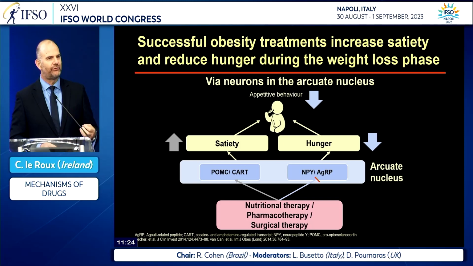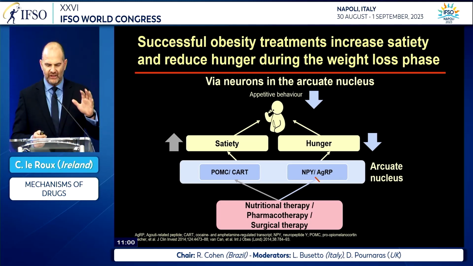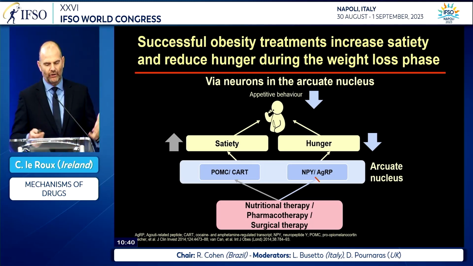Because when we give effective nutritional therapies, effective pharmacotherapies, or effective surgical therapies, we hear the same narrative from patients during the weight loss phase. And Lee was very clear about pulling those two phases apart. We're talking about the weight loss phase as phase 1, but also phase 2, which is different. But for this moment, we're focusing on phase 1, meaning that if you give somebody an effective nutritional therapy for the disease of obesity, or an effective pharmacotherapy or surgical therapy, the patients come back and say, I feel less hungry and I feel more satisfied, because we are changing what happens in the arcuate nucleus, and ultimately we are changing appetitive behavior.